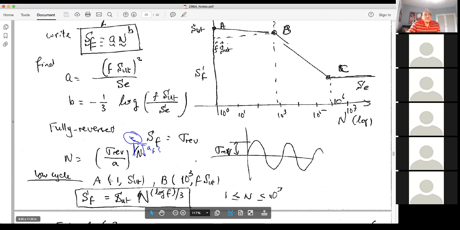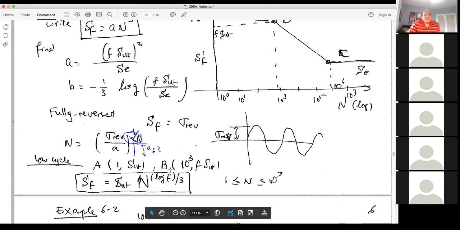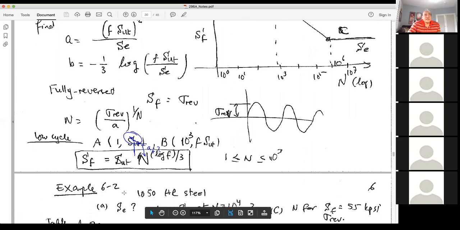For the low cycle fatigue, I have a curve from A to B, which is a straight line on a log-log plot, which is again a power law on linear. So it's F is a constant. The constant, instead of A here, becomes S ultimate. And the B, the exponent, becomes log F over 3. So it has the same form as the high cycle fatigue, but two different constants that we can obtain.